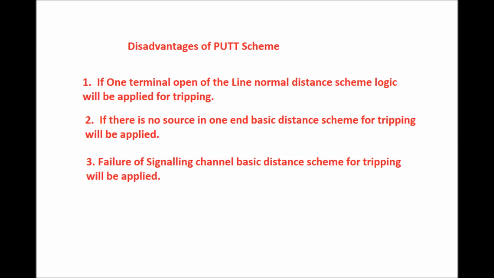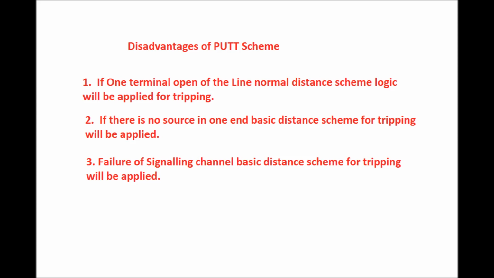Number 2: if there is no source in any one of the substations, the basic distance scheme for tripping will be applied. For example, in between substation A and substation B, the only source is available at the substation A end and there is no source at the substation B end. So if a fault occurs from the substation A end at zone 2 location, this fault will not be detected from the substation B end, since no fault current will be supplied from the substation B end due to the unavailability of the source. So the basic distance scheme will be applied in this case.